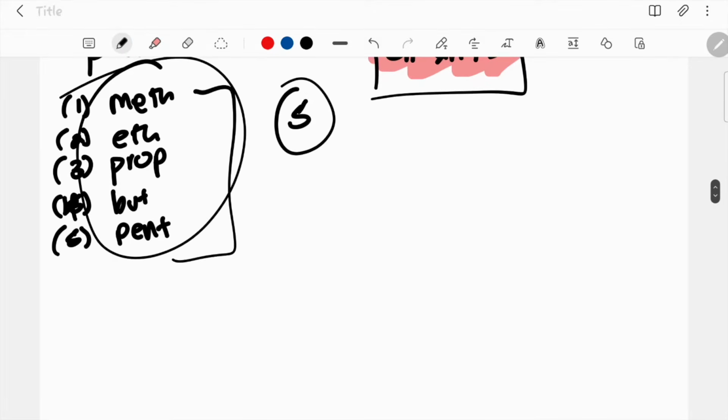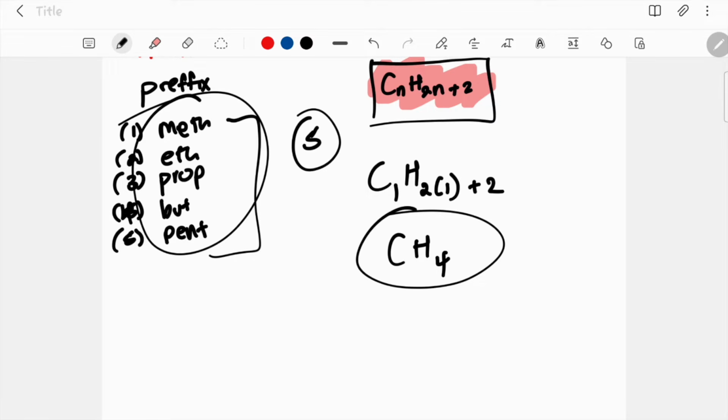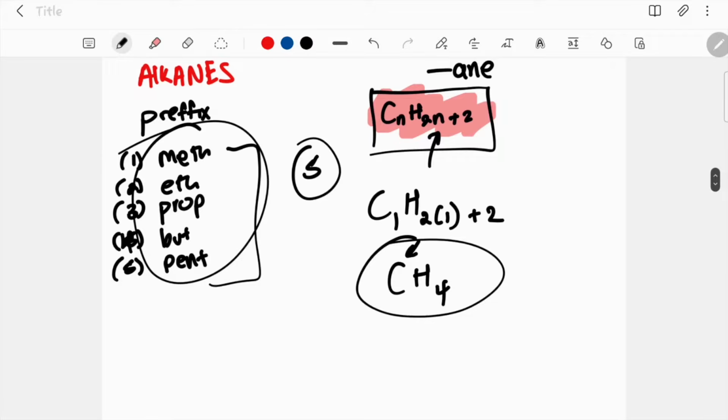Now, the meaning of meth, eth, prop is the number of carbons. Meth has 1 carbon. So if it has 1 carbon, then we will just say 2 times 1 plus 2, CH4. This right here is methane, because it has 1 carbon and 4 hydrogen. If I plug in n as 1, then it will give me H4. I'm hoping you're following.